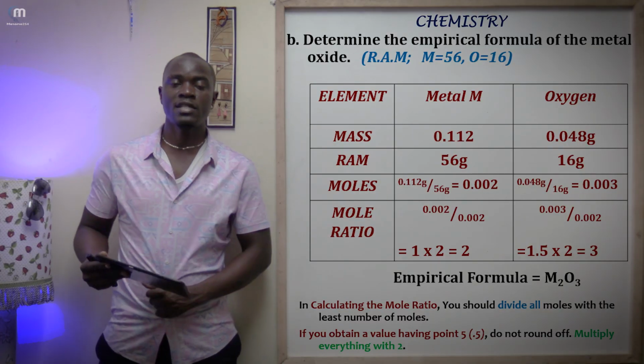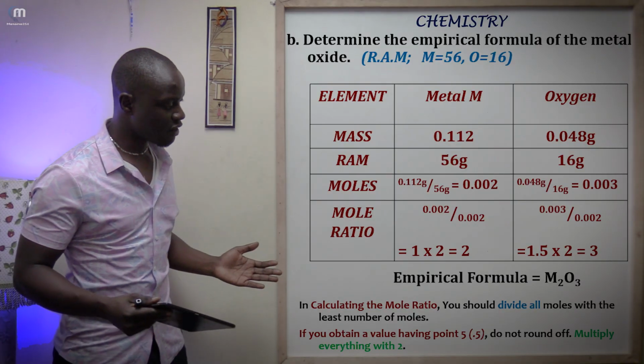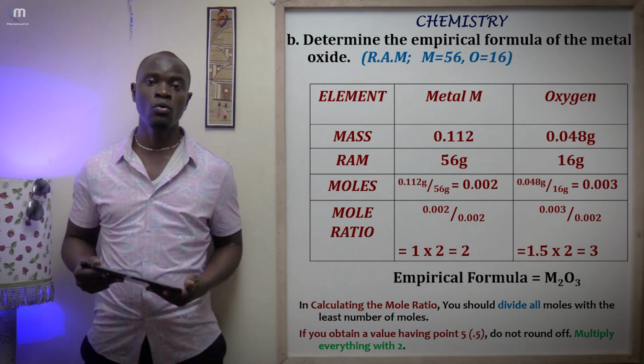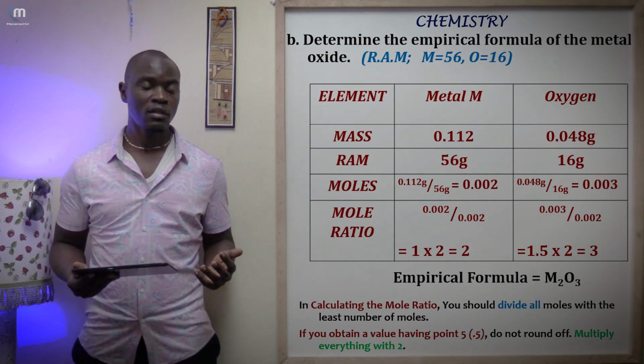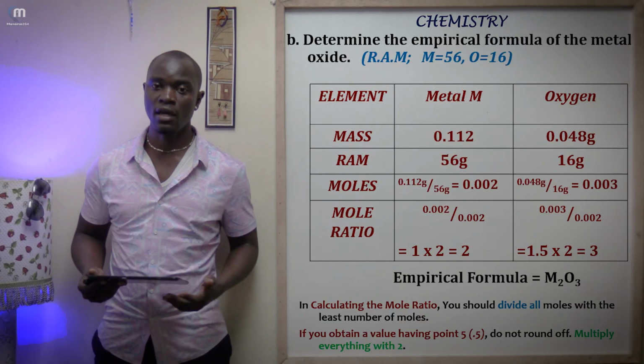So the question was asking, determine the empirical formula. So the final answer therefore is that the empirical formula is M2O3. It is M2 and then O3. That is the empirical formula, and that is how simple it is to calculate the empirical formula.